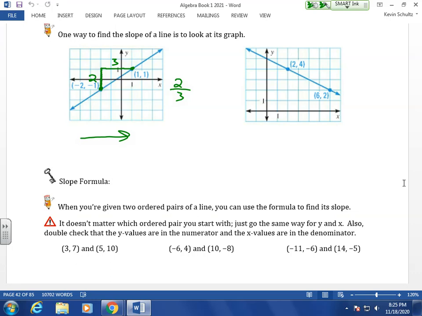And this is constant, right? If we go from 1, 1 and we go up 2 over 3 again, oh look, we're back on the line again. If down here we start at this point, which isn't marked, but we can see it's on the line, we can make it up 2 over 3. Again, counting these grid squares here, we're back on the line again.